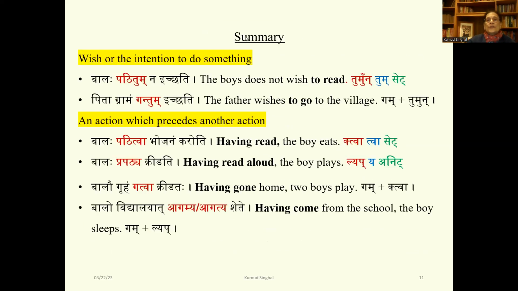So these are the three avyayas formed by adding a krit pratyaya. So one is the tumun, katva, and liya. So these are the three pratyayas we have studied so far. And they all, when you add them to a dhatu, form an avyaya. And in tumun, after the it letters, tum remains. It is a set pratyaya, and if the dhatu is also set, you will have an i agama. Balaha pathitum na ichhati.